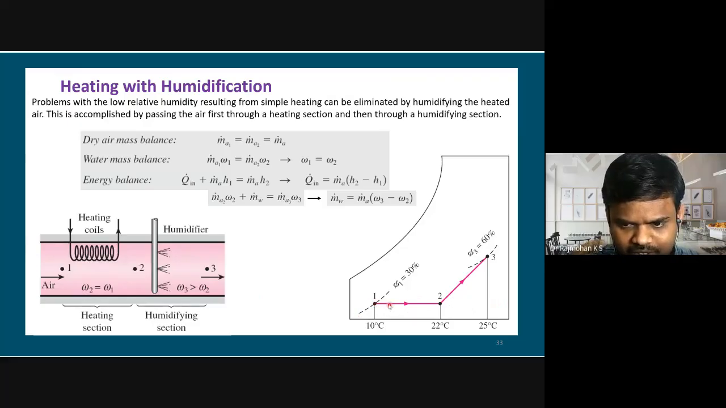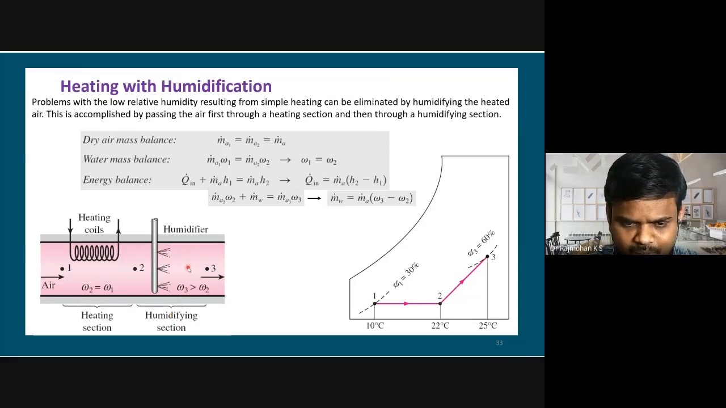So we have humidity being constant, whereas the temperature T1 at the entrance and T2 are different, because it enters at 10 degrees Celsius but leaves at 22 degrees Celsius after being heated by the heating coil, and then it passes through a humidifier. It all takes place within a single system. Okay, it's not two different systems. Continuously, once it is heated, the hot air is getting humidified. So what will happen during humidification?